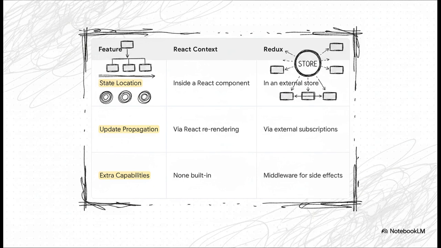And this table just illustrates that core difference perfectly. With context, your state lives inside a React component, and updates happen through React's normal re-rendering system. Redux, on the other hand, is totally different. It puts your state in an external store, completely outside of React. Components then subscribe to just the pieces of state they care about, which is way, way more efficient for complex stuff. And on top of that, Redux gives you powerful extras like middleware.